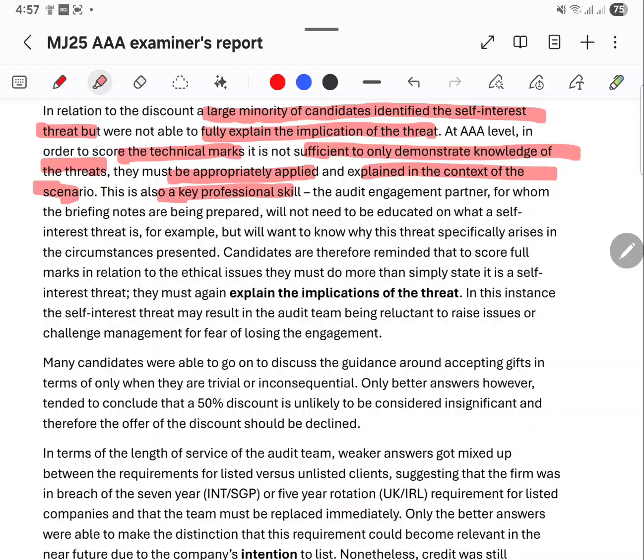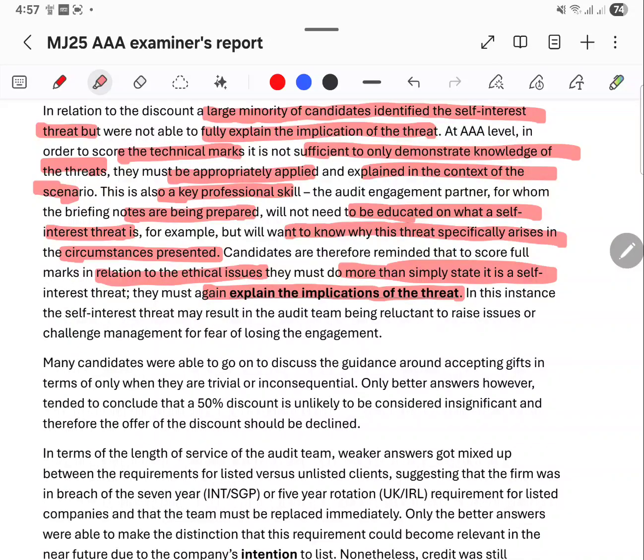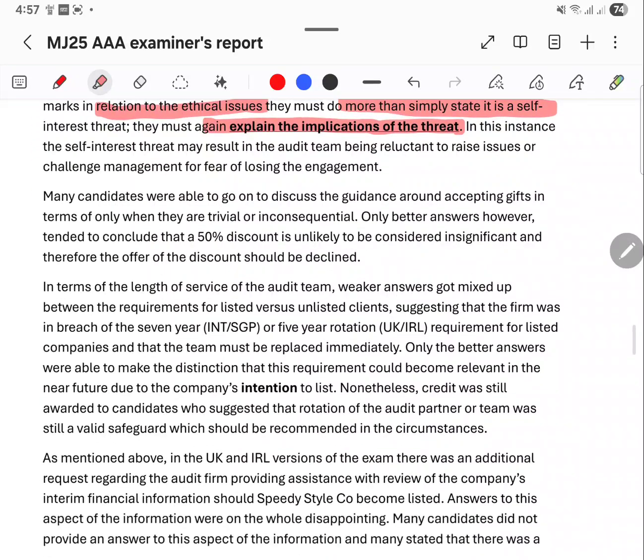There is also a key professional skill. The audit engagement partner for whom the briefing notes were being prepared will not need to be educated on what a self-interest threat is, for example, but will need to know how this threat specifically arises in the circumstances presented. Candidates are therefore reminded that to score full marks in relation to the ethical issues, they must do more than simply state it is a self-interest threat. They must explain the implication of the threat. In this instance, the self-interest threat may result in the audit team being reluctant to raise issues or challenge management for fear of losing the engagement.